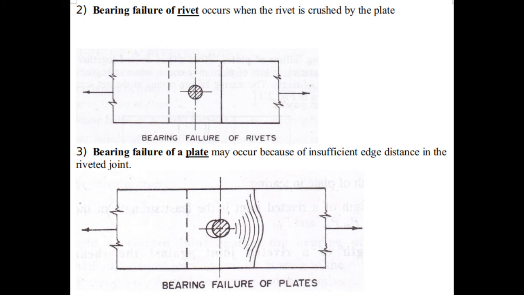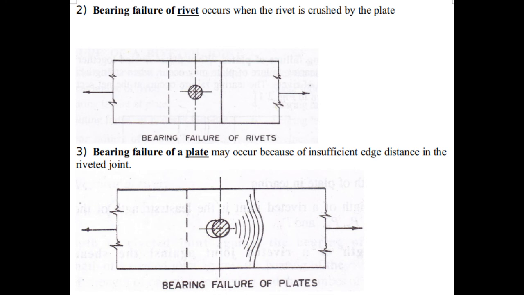Next one is the bearing failure. In bearing failure, look, I have discussed two categories. Number one is the bearing failure of rivet and number two is the bearing failure of plate. Please take a note that bearing failure of rivet occurs when the rivet is crushed by the plate. So the diagram shows it.